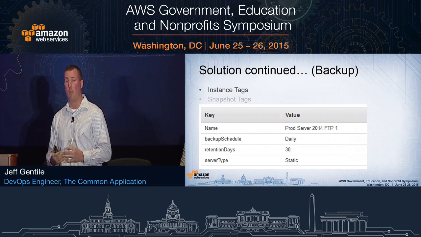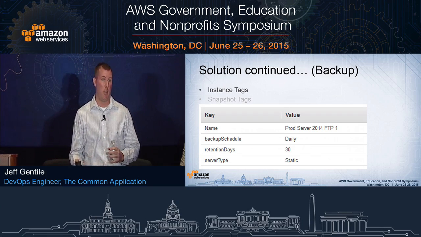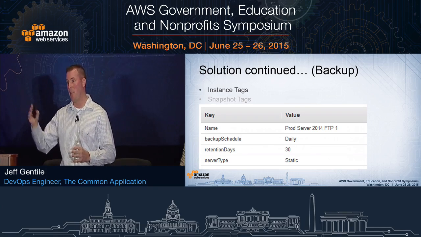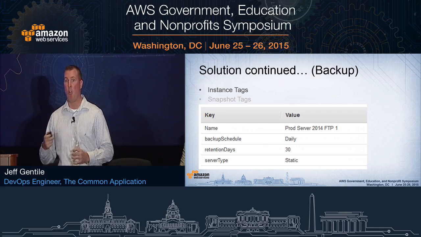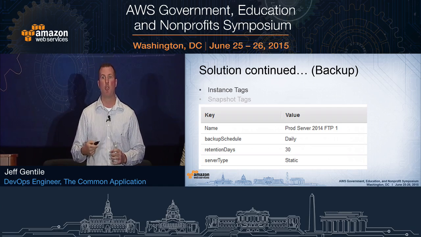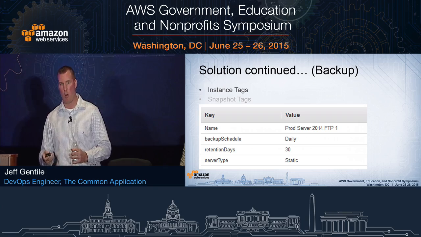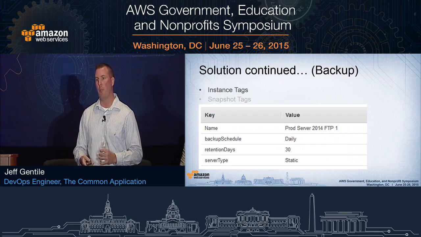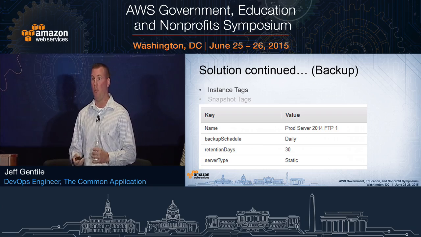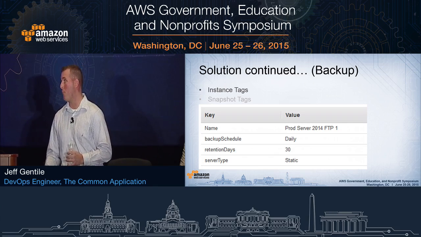For weekly, we do every Sunday. For monthly, we do the last Sunday of every month. So we have instances ranging throughout. And retention days. How long do we want to keep that snapshot around for? Typically, our process is any daily we keep for 30 days, weekly we will do for 90, and monthly we may do a full year.